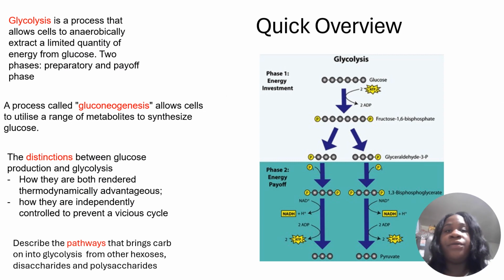So, a quick overview on what we'll be discussing today. Glycolysis is a process that allows cells to anaerobically extract a limited quantity of energy from glucose. There are two phases. You have the preparatory phase, which consists of 5 steps, and then you have the payoff phase, which also includes 5 steps. A process called gluconeogenesis allows cells to utilize a range of metabolized and synthesized glucose.